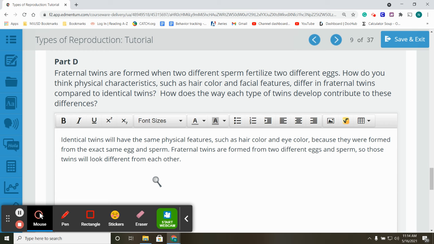Identical twins have the same physical features such as hair color and eye color because they were formed from the exact same egg and sperm. Fraternal twins are formed from two different eggs and sperm, so those twins look different from each other.